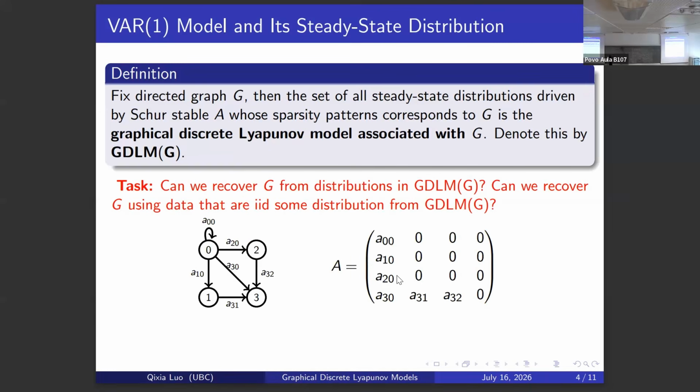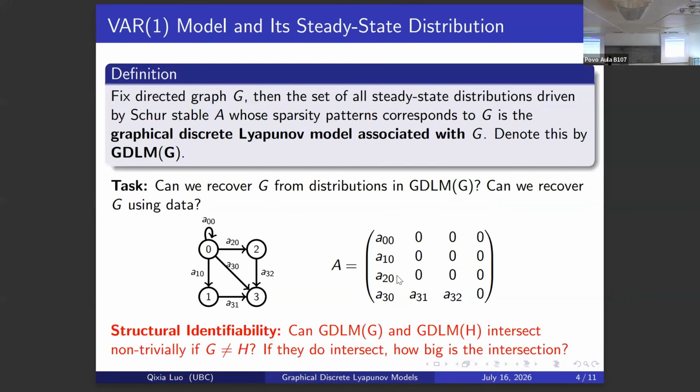Okay, just as an example, on the left-hand side you have a weighted directed graph, and on the right-hand side you have its associated weighted adjacency matrix. By the sparsity pattern of A, I just mean the position of the zeros in this matrix, and the position of the zeros corresponds to missing edges in the graph. So, for example, A01 is 0 because there's no edge from 1 to 0 in the graph.